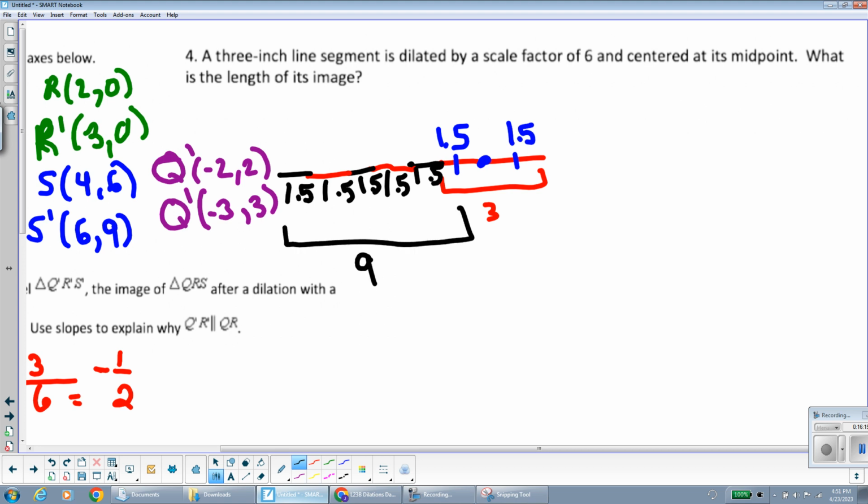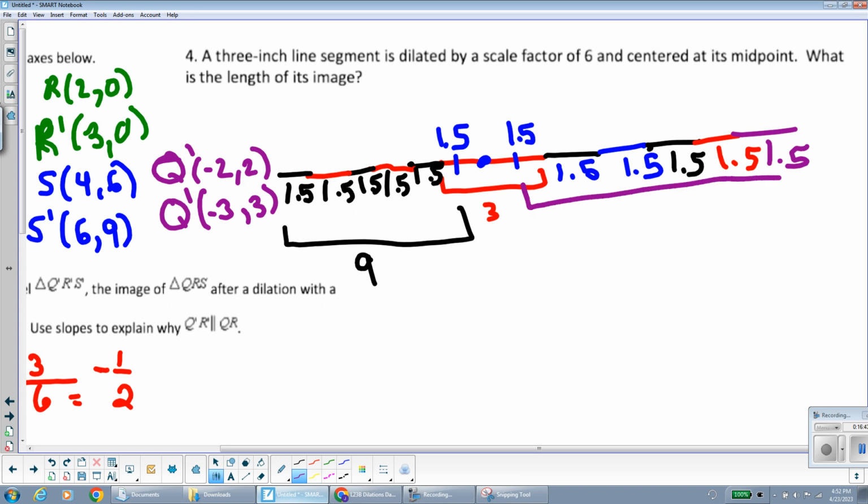The same thing's happening from the midpoint in this direction. There's one piece right now, but when we're making it 6 times bigger, that's going to go to 6 pieces because 1 times 6 is 6. That's 3, 4, 5, 6. So once again, there are 6 1.5 pieces, so that's 9. So in total, the whole line segment is going to be 18 when you dilate it by a scale factor of 6 centered at its midpoint. Hopefully that visual helped to make it a little bit clearer.